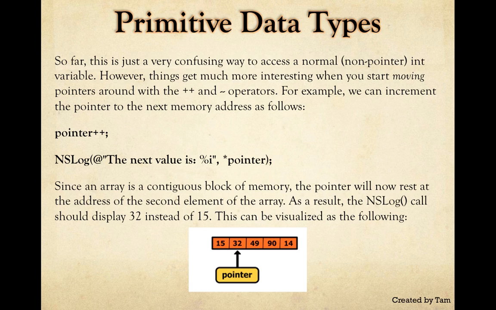However, things get much more interesting when you start moving pointers around with the ++ and -- operators. For example, we can increment the pointer to the next memory address as follows. pointer++; NSLog(@"The next value is %i", *pointer); Since an array is a contiguous block of memory, the pointer will now rest at the address of the second element of the array. As a result, the NSLog call should display 32 instead of 15. This can be visualized as the following.